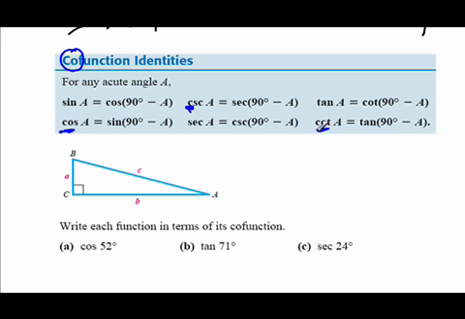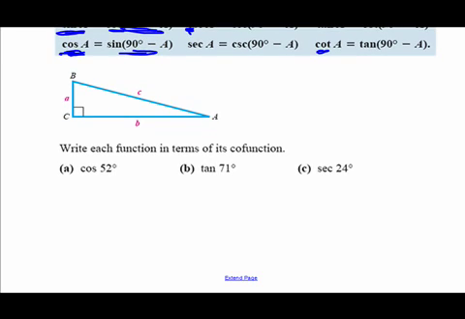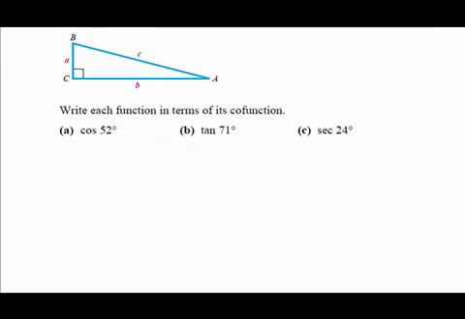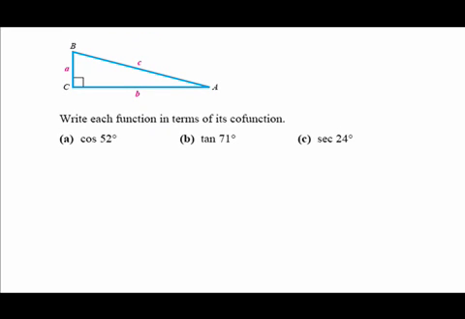So basically all we're saying is the sine of an angle is equal to the cosine of its complement. The cosine of an angle is equal to the sine of its complement, and it's true for all pairs of cofunction identities. So how could we use this? Well, we'll start off with a very basic example, which will lead into you solving your first trigonometric equation today. But given this situation, write each function in terms of its cofunction. So how could I write cosine of 52 in terms of its cofunction?